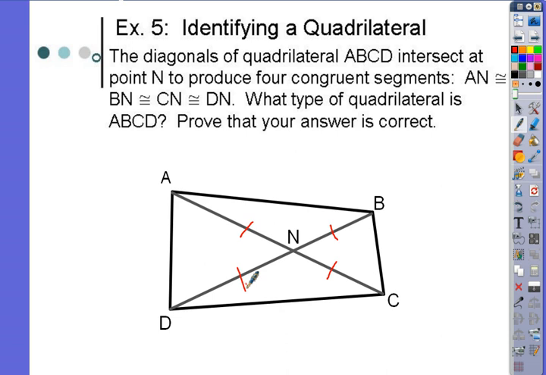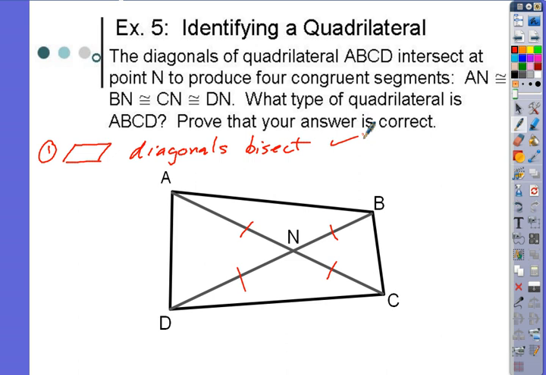Can we get more specific? Is it a rhombus? No. It might be, but what would have to be true of the diagonals for this to be a rhombus? They'd have to be perpendicular or bisect opposite angles. Now, we don't know. There's no way for us to know here that those diagonals are perpendicular. They might be, but they just as easily might not be. So it doesn't have to be a rhombus.